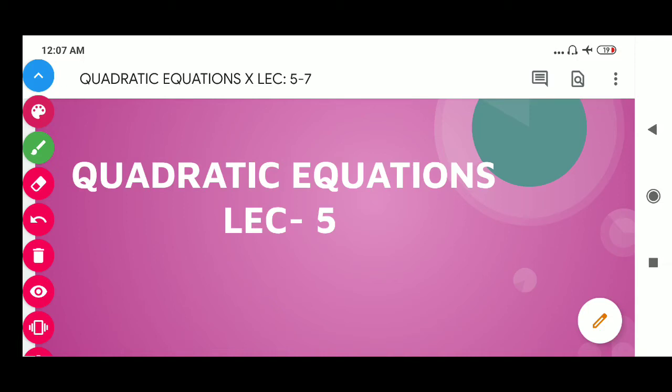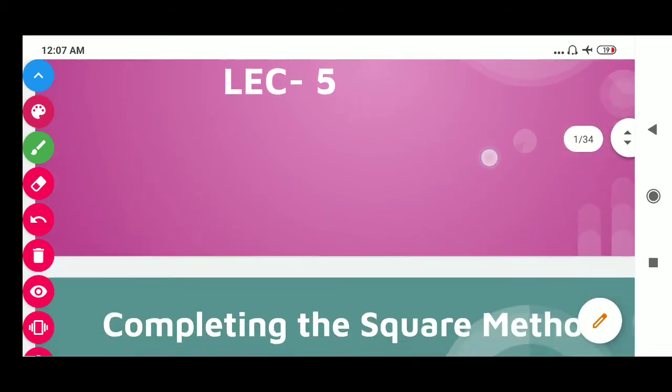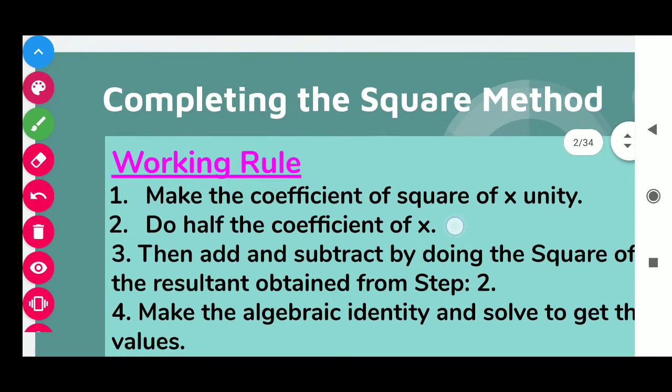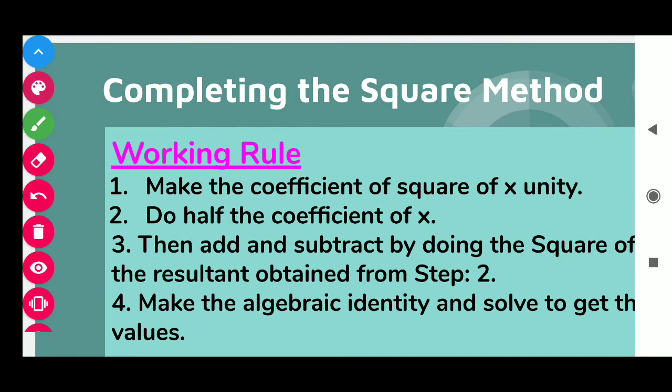Good morning, dear students. Let's start quadratic equations, and today we discuss the topic completing the square method. Students, this method is very useful in finding the roots of a quadratic equation. Here I am sharing you the working rule. First we discuss about the working rule.